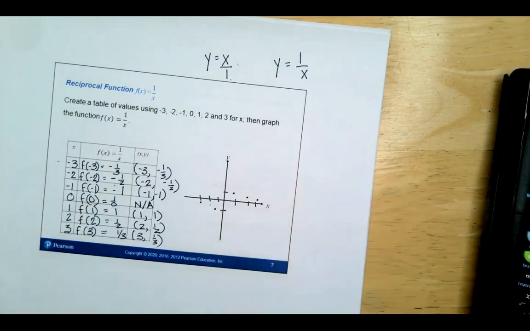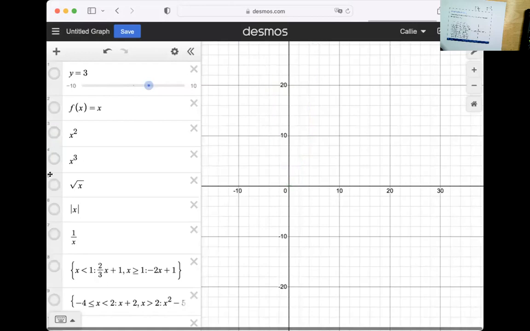This is an interesting graph. Okay, let's look at it in Desmos. So we saw that one, we saw that one. Now we're on to this one. What happens?